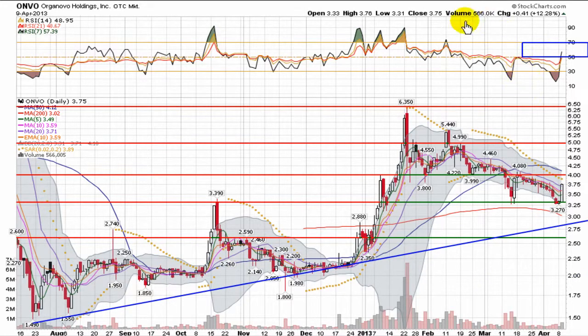Volume's not too big of a concern, 566,000 shares traded. That's enough liquidity. I'd like to see it a little bit stronger, but that's right about average volume levels for it. As with any other chart, the bigger the volume surge to break through resistance points, the more supportive it is of the upward trend continuing. Those are the type of things that I'd be looking for in the ONVO chart.